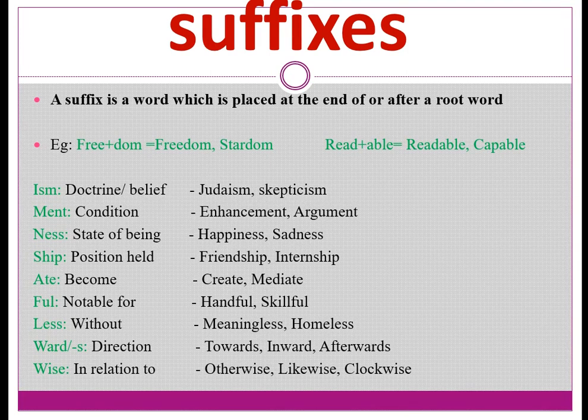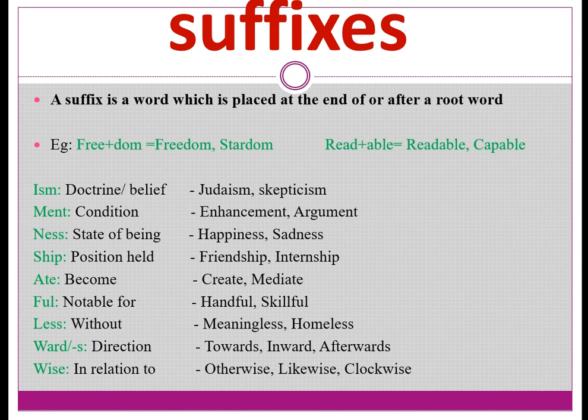The next example is ate. Here ate is not something when you eat, the past tense of eating. This is something different, because we are talking about suffixes. So here ate means become. The examples for ate suffix are create, mediate, immediate, etc. Then the next example is ful. The meaning for ful is notable for. Examples are handful, skillful, beautiful, dreadful, etc.